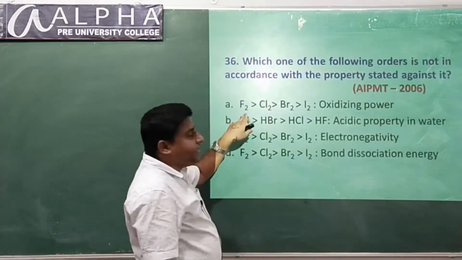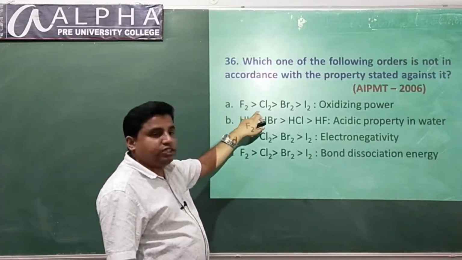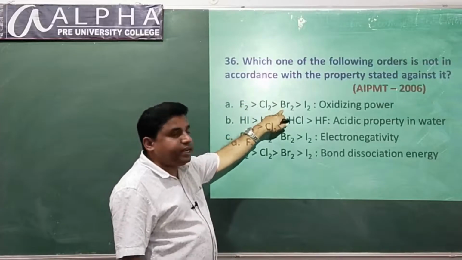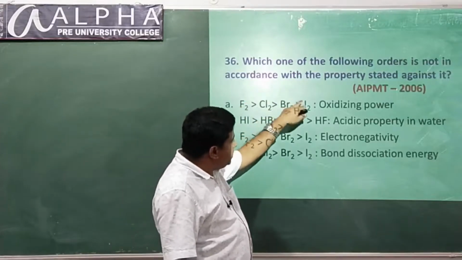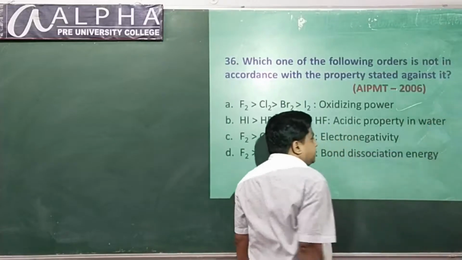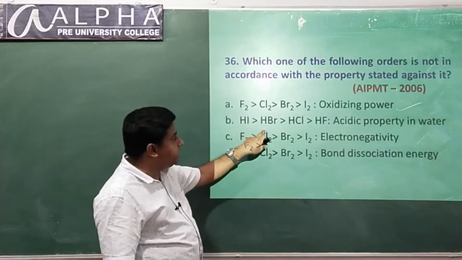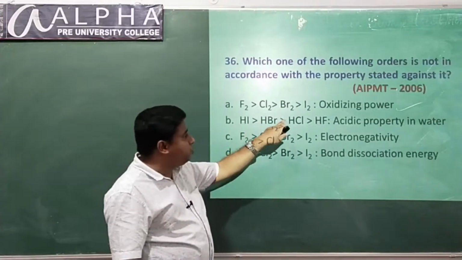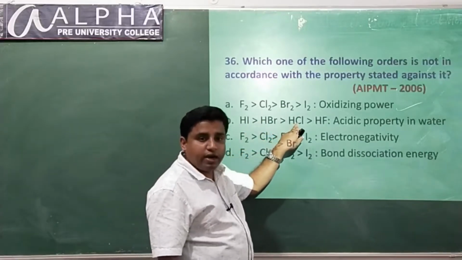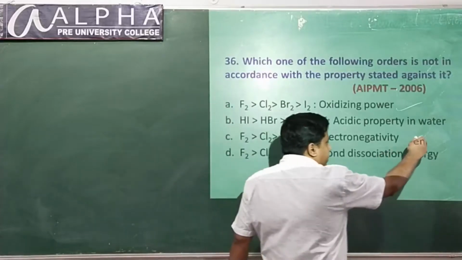If I take the first option, fluorine is a stronger oxidizing agent than chlorine. Chlorine is a stronger oxidizing agent than bromine. Bromine is a stronger oxidizing agent than iodine. This is in accordance with oxidizing power. Correct. Next, hydrogen iodide is a stronger acid than hydrogen bromide. Hydrogen bromide is a stronger acid than hydrogen chloride. Hydrogen chloride is a stronger acid than hydrogen fluoride. So this is also correct.